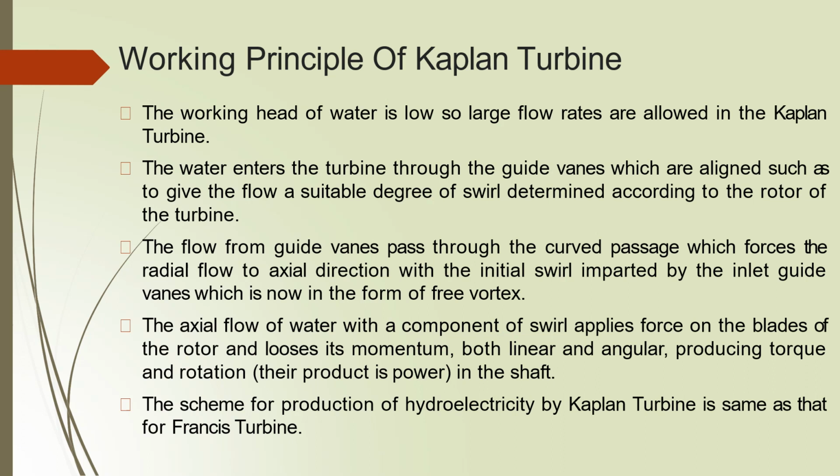The axial flow of water with a component of swirl applies force on the blades of the rotor and loses its momentum, both linear and angular, producing torque and rotation. The product of these two is the power in the shaft. The scheme for production of hydroelectricity by Kaplan turbine is the same as that of a Francis turbine. The only difference is that it can work even at the lower head.